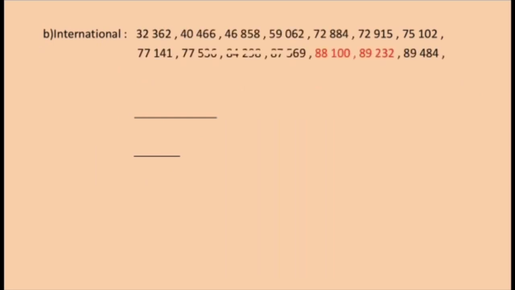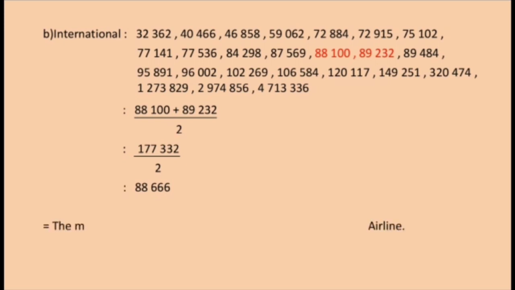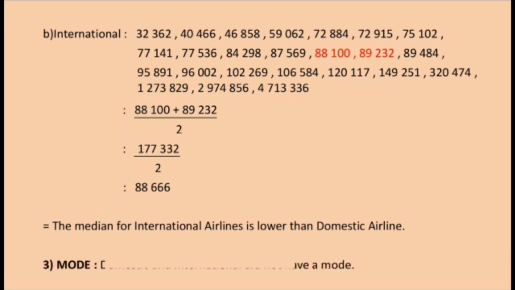It is necessary to arrange from small data to large data, then divide by 2 if there are 2 middle points. If there is only one, it doesn't need to be added and divided. So the answer is 88666. So the median for domestic airlines is higher than the international airlines. Lastly, mode. Domestic and international did not have a mode because no amount of data is repeated.